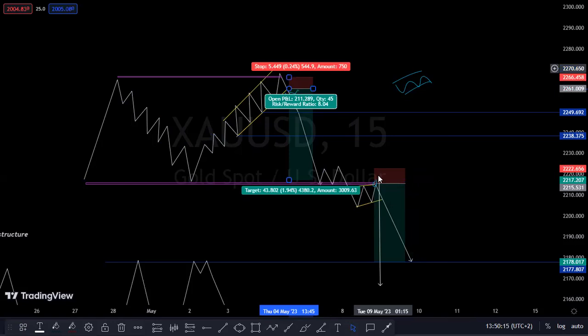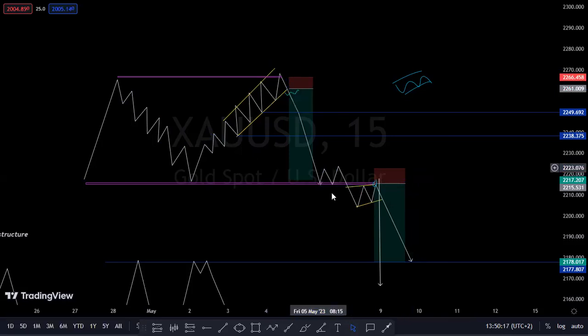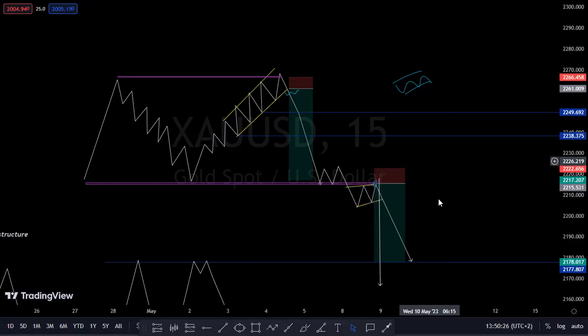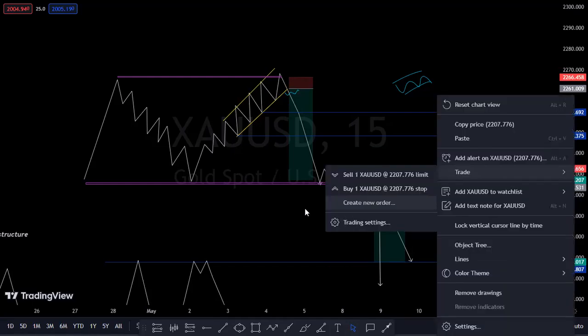But for now, for you to take safe entries, you should wait for it to break your double top neckline and then give you a continuation. Then this is where you're going to be taking your entries. For an example, let me show you on the chart.